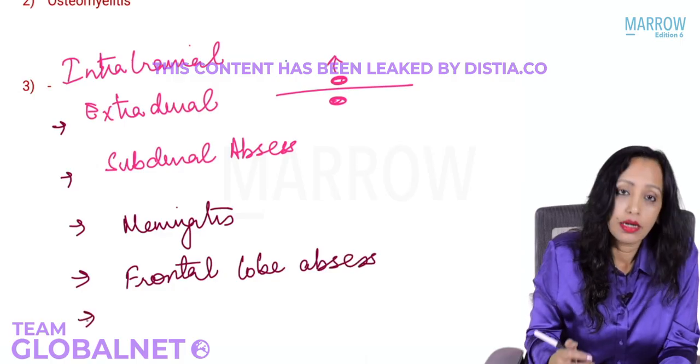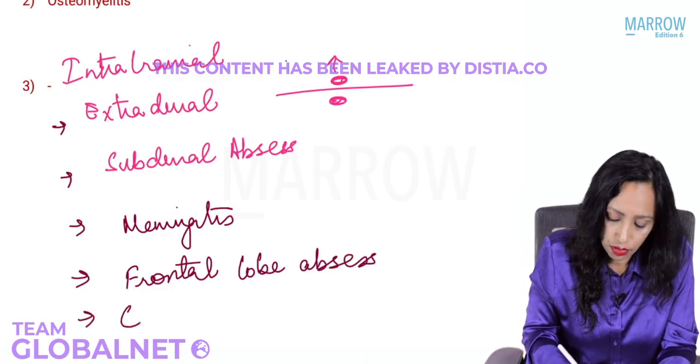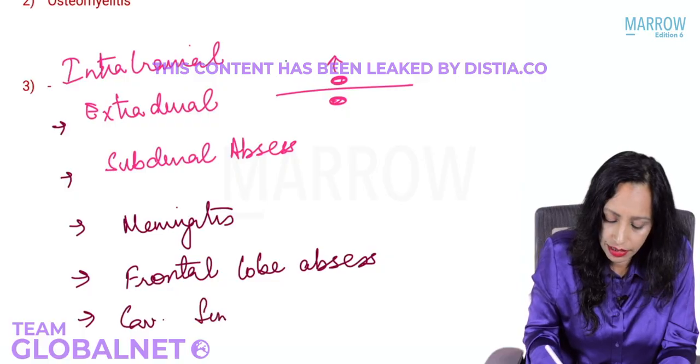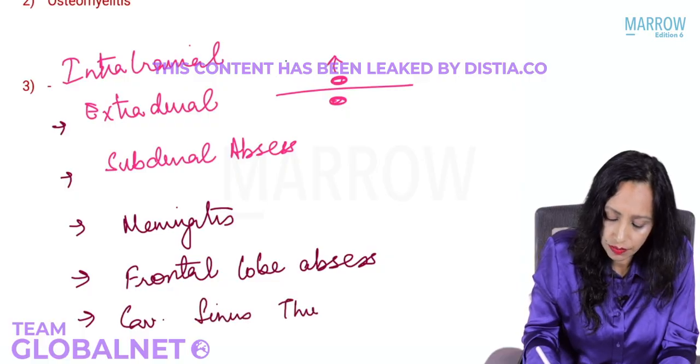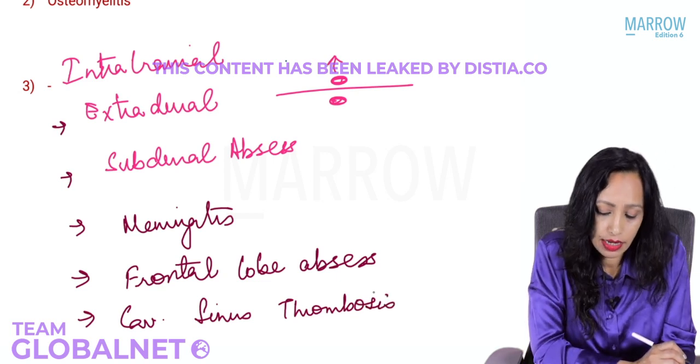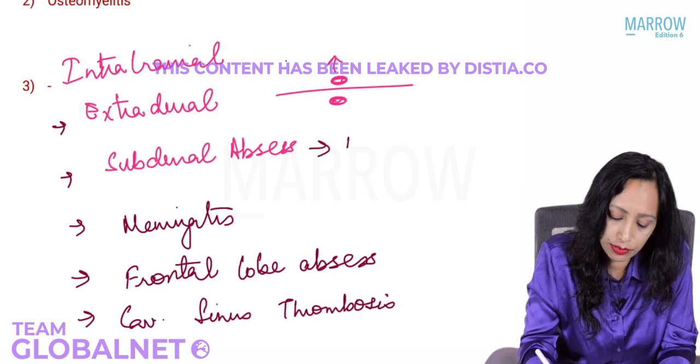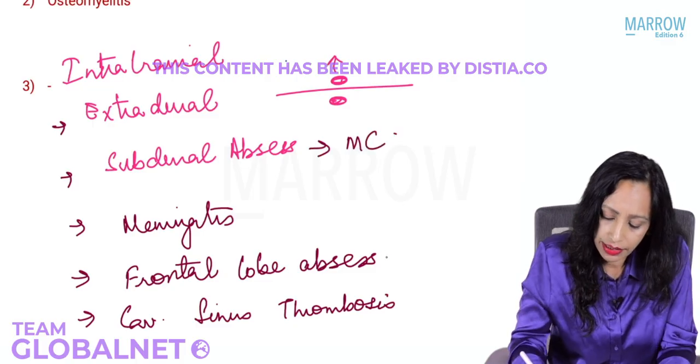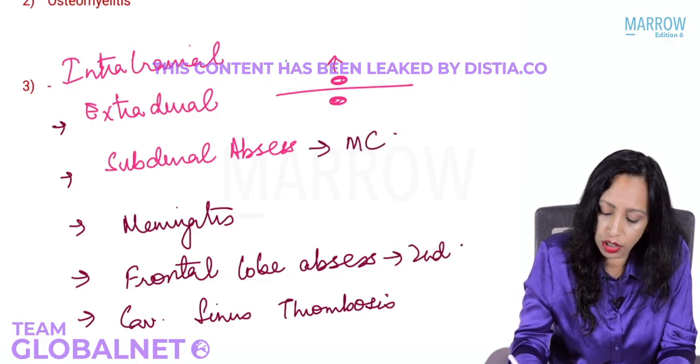And there can be cavernous sinus thrombosis. Out of these, the most common is a subdural abscess. Subdural abscess is most common here, and second most common is frontal lobe abscess.